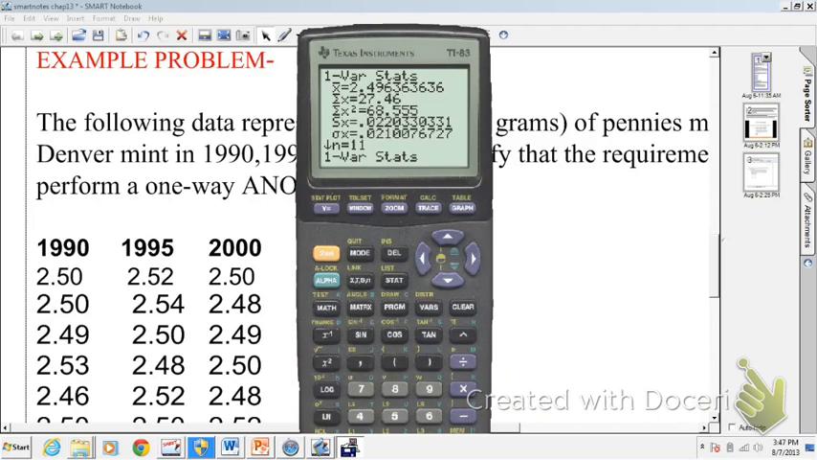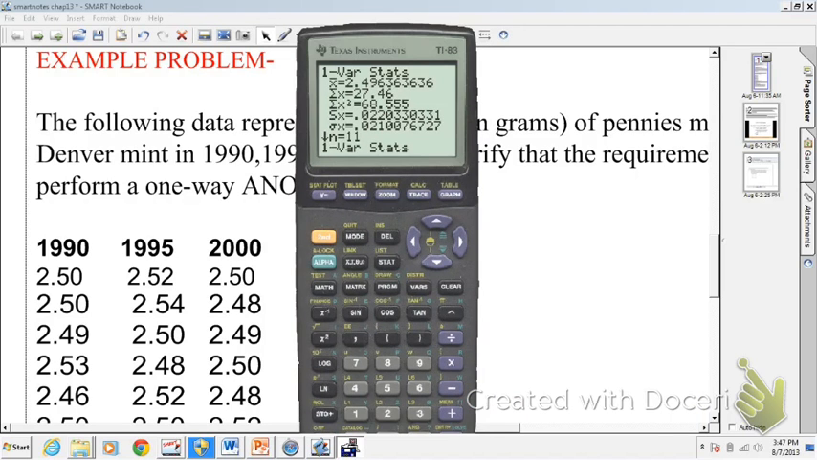So one variable stats, and then I could tell it L2, and 0.024. That's the sample standard deviation for the next group, which happens to be the largest. And then Stat, Calculate, One Variable Statistics, I can tell it L3, and the smallest sample standard deviation, for the third group, the year 2000 data, is 0.014. So twice 0.014 makes 0.028, and that's still larger than the largest sample standard deviation.